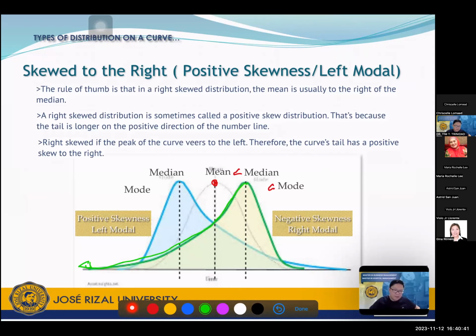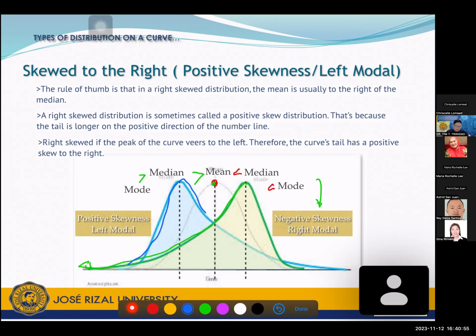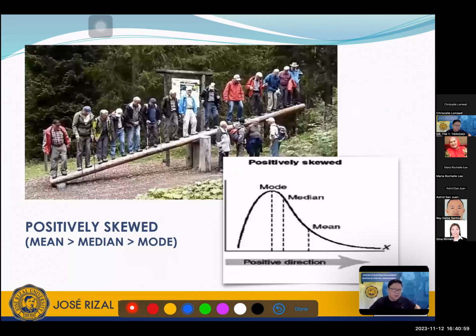It becomes negatively skewed. If your mean is greater than your median and your mode, what happens? Positively skewed. Becomes positively skewed. Okay, so that's how you will determine.